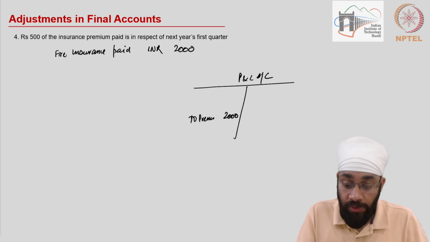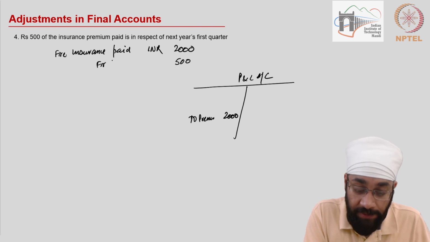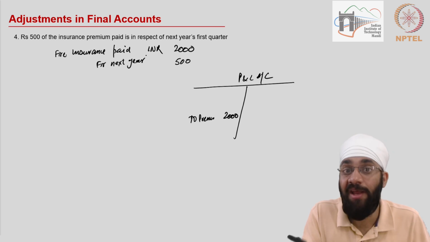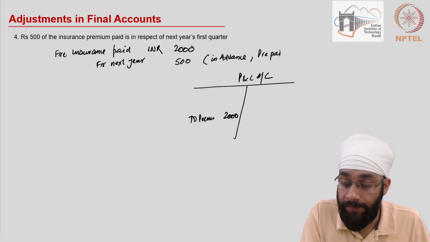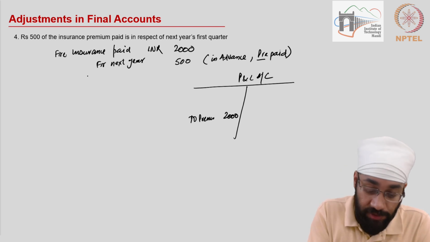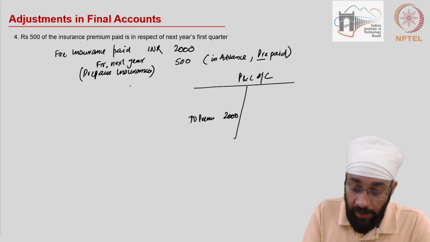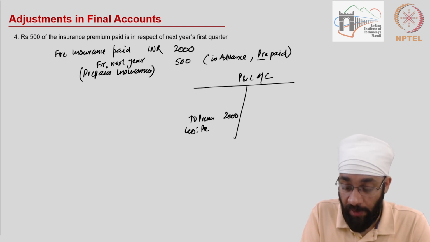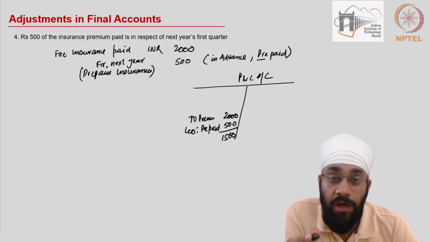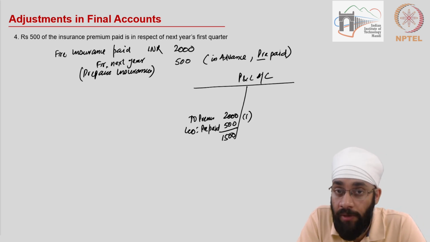Now, according to this, the profit is going to be lower because actually the amount of 500 is for next year. For next year, this is paid in advance, which is also called prepaid. Pre means before, in advance. So this is prepaid insurance. And this prepaid insurance is not the expense of this year. So what you have to do is deduct from this 2000 the amount which is prepaid. So 500 has to be deducted and only 1500 should be shown in the income statement. That is the first adjustment that needs to be done.